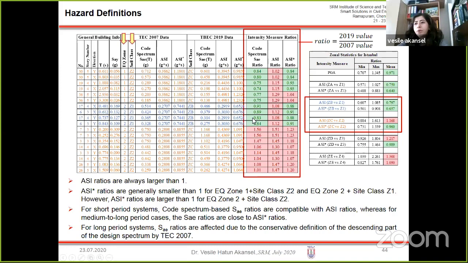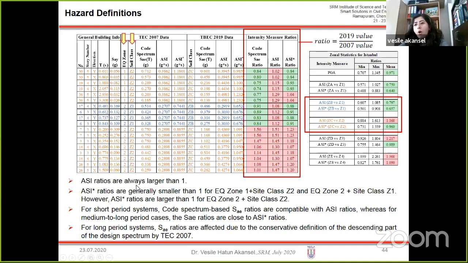When we look at the intensity measure ratios, we have seen that the structures located on site zone two, this was interesting actually, show a higher ratio, let's say, by considering the spectral acceleration. And when we look at the ACI ratio, all the values turn red, but as I mentioned before, this is for the rigid structures and it gives you conservative results, okay? The ratio comparison depends on what you are looking for in the damage. And this is the ACI modified ratio for the structures.